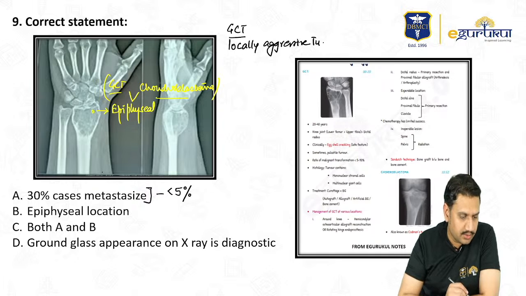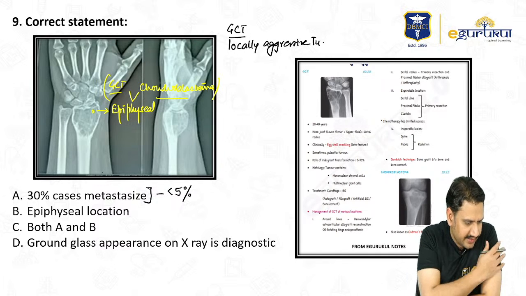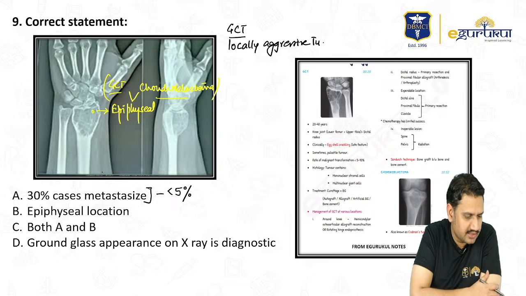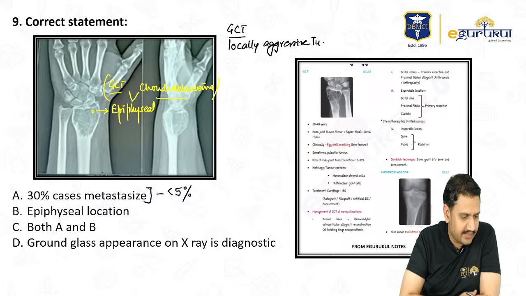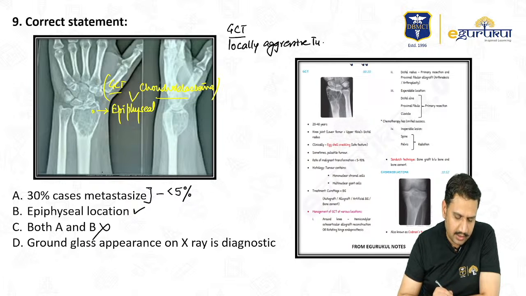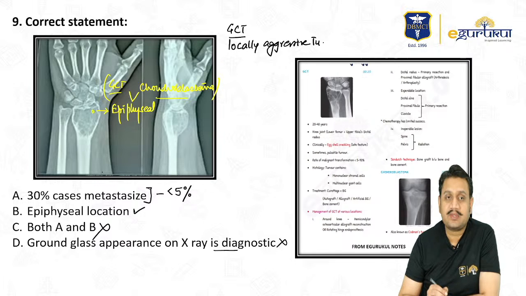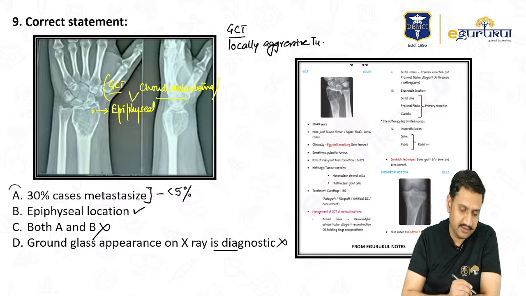Okay. So was it a multiple option correct? Again, Anu is saying that it was a multiple option correct. Is it so? Can anybody please provide me the inputs on that? So epiphyseal location is true. Both A and B wrong. Ground glass appearance on X-ray is diagnostic? Not exactly, it is not diagnostic. So only one option is correct. What they asked was the correct statement. It is epiphyseal location. That is the only correct option we have.